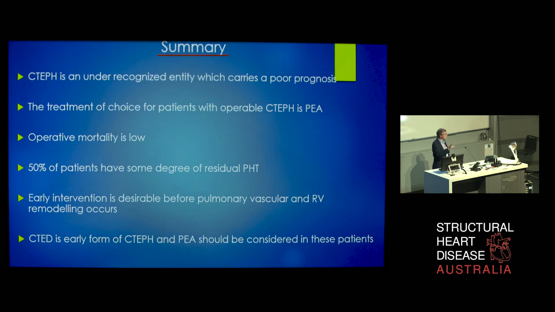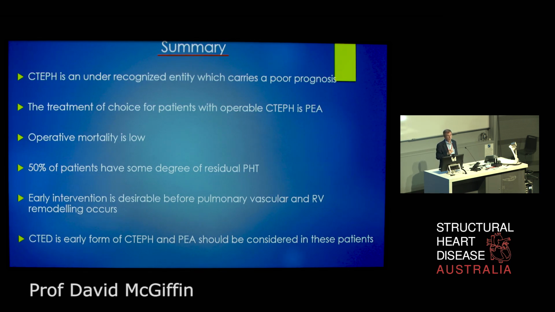And there's a new condition now called CTED, chronic thromboembolic disease, which is CTEPH without resting pulmonary hypertension, sort of CTED on the way to CTEPH. And we're now recognising this condition. These patients will have pulmonary hypertension on exercise, and now we're so good at doing this operation that it should be considered in patients with CTED before they develop all the downstream consequences of CTEPH.